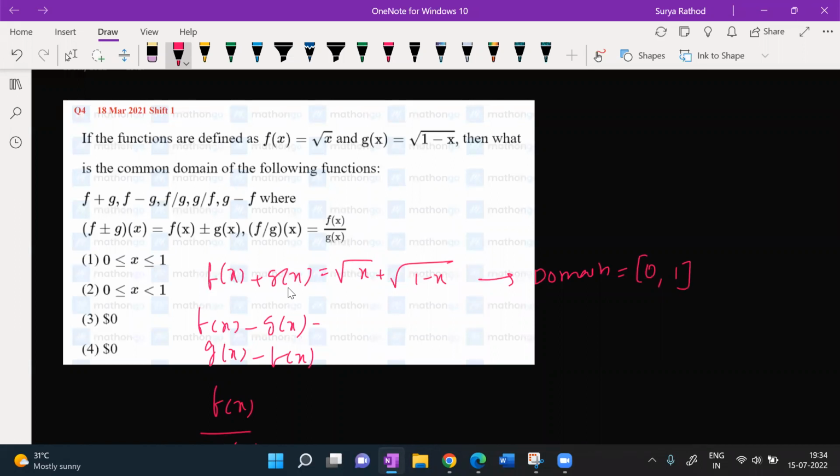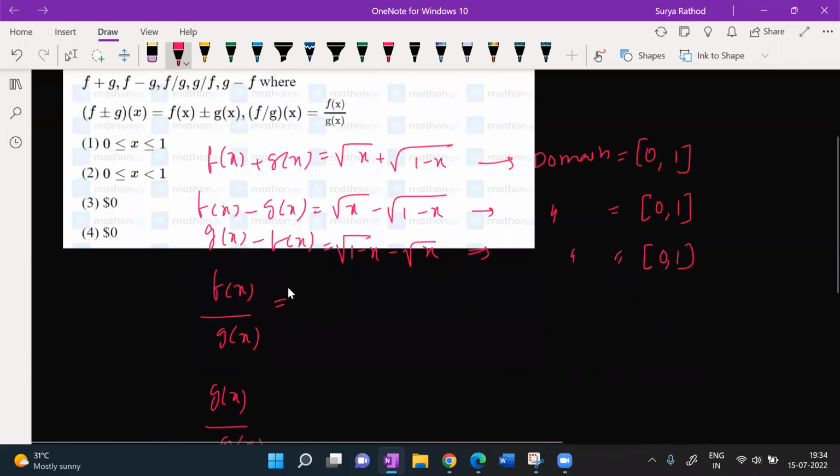Nothing wrong with this. Now root x minus square root of 1 minus x. What is the domain of this? So the domain is going to be 0 to 1. Correct. So what is the domain of square root of 1 minus x minus square root of x? Again the same domain, 0 to 1.